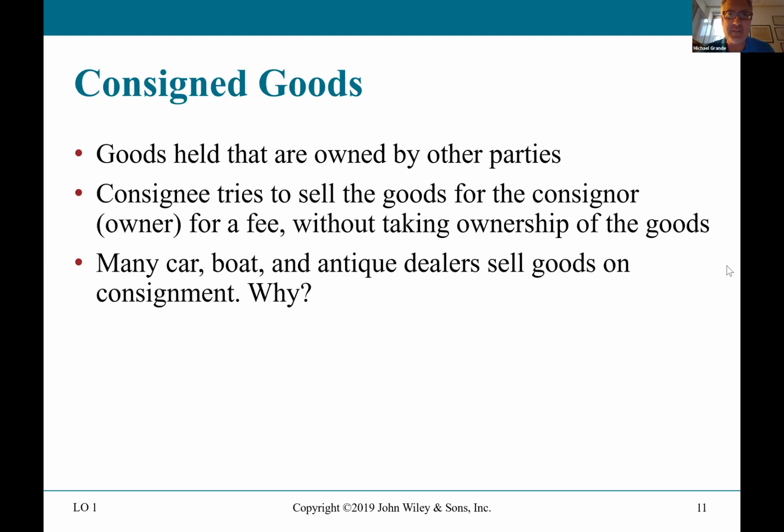Consigned goods. What are consigned goods? Goods held that are owned by other parties. So they may physically have that product in their store, but it's owned by somebody else. The consignee tries to sell the goods for the consignor, who's the owner, for a fee without taking ownership of the goods. Many car, boat, and antique dealers sell goods on consignment.